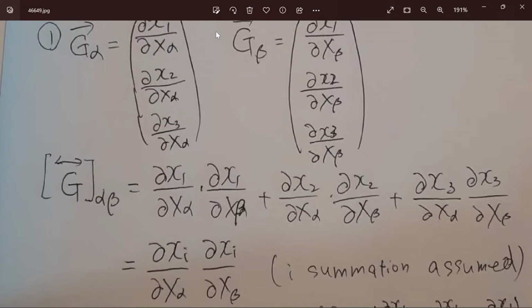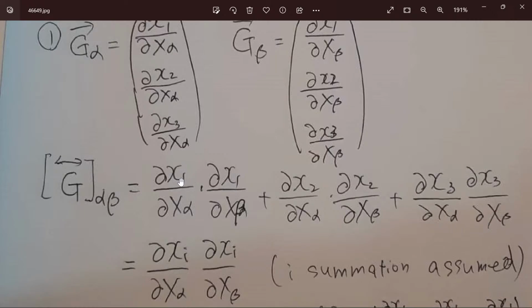So partial x1, partial x1: upstairs you have small x, and downstairs you have large x, alpha and beta. Here, the second term is plus, because this is the inner product: upstairs partial x2, partial x2, and downstairs partial large x alpha, partial large x beta, right? And the third term is x3, x3, with downstairs partial x alpha and partial large x beta.